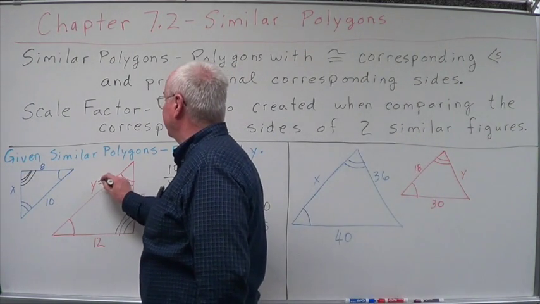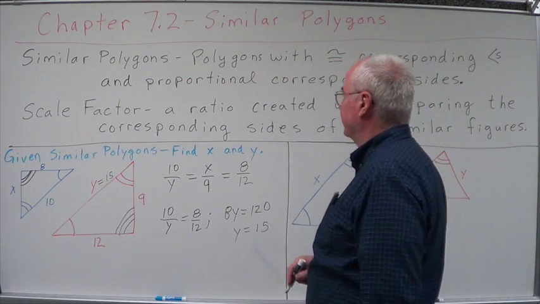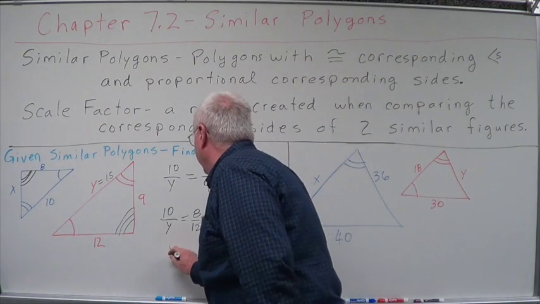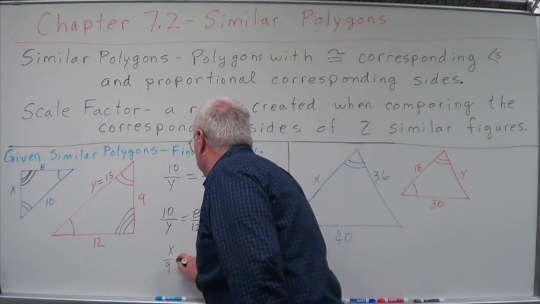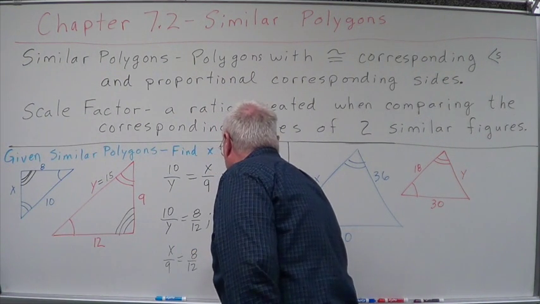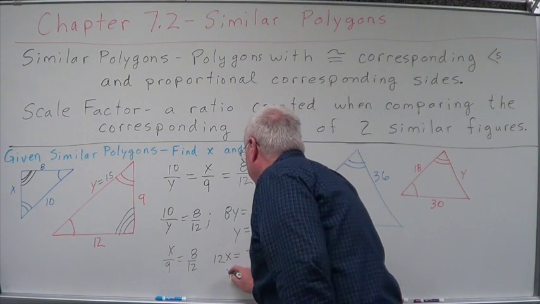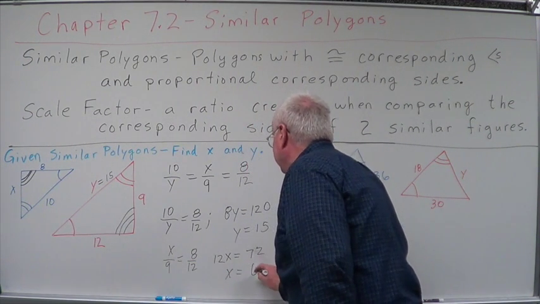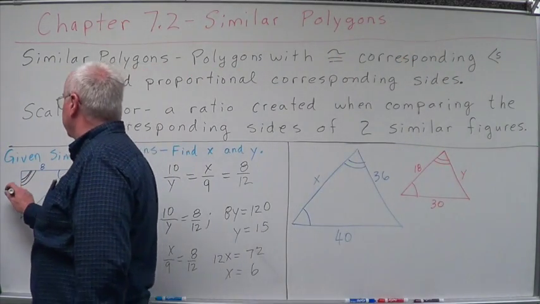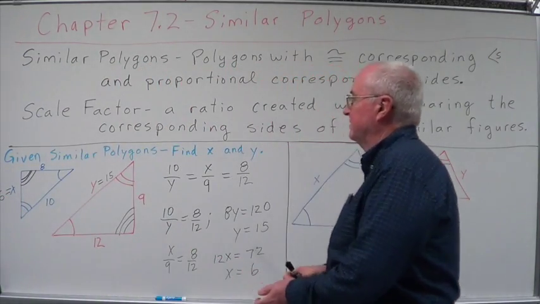Y equals 15. So we can go here, and this says this equals 15. All right? Now let's do this one. X is to 9 equals 8 is to 12. 12x equals 72. X equals 6. So this equals 6.